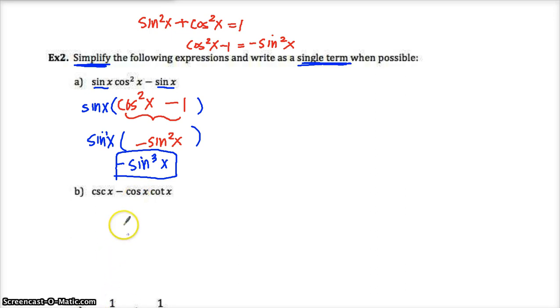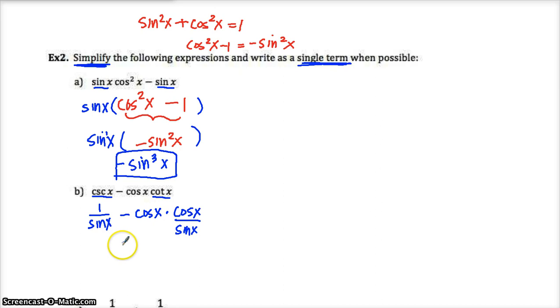Next one. We have cosecant minus cosine x cotan x. Well, I don't see anything I can factor out right away. So instead, I'm going to look at things like cosecant and cotan, and I'm going to replace them with sines and cosines. So cosecant is the same as 1 over sine of x. And then I put minus cosine x times, and cotan is the same as cosine x over sine of x.